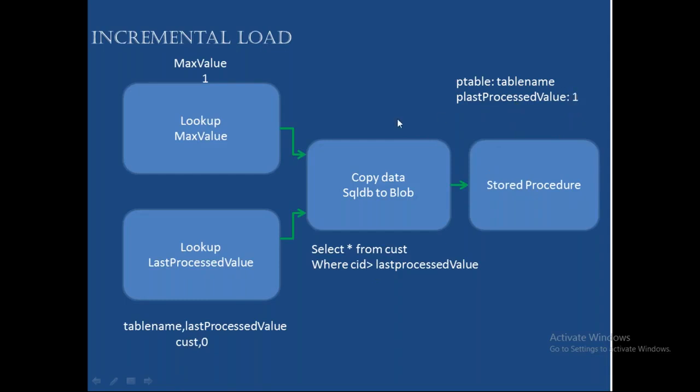How will I get this one? From this lookup I am going to pass the 1 value to this stored procedure, because I already got the max value. So this is the max value, I need to pass it to my lookup, my stored procedure.